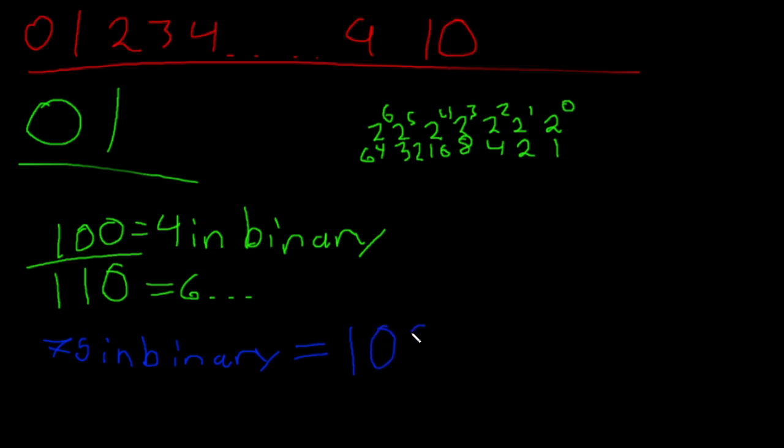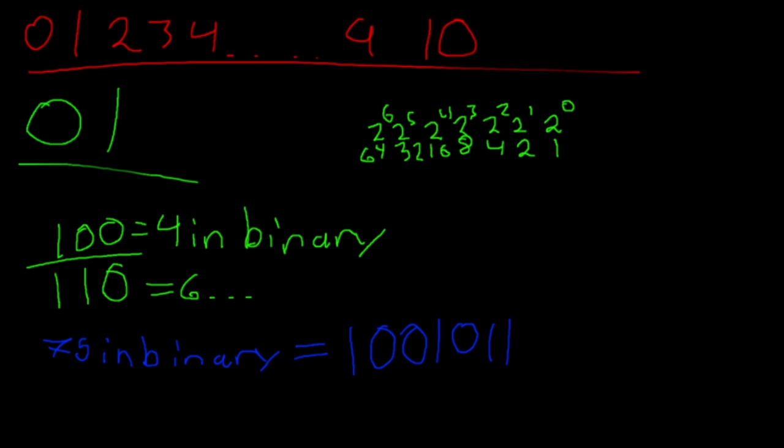So 0, 0. Nope, 0. And then you need 1 eight. So an 8, and then 11 minus 8 is 3. Out of a 3, you can't get a 4, so 0. But you can get a 2, so 1. And 3 minus 2 is 1, so then you need a 1. Boom. 75 in binary is 1 0 0 1 0 1 1.